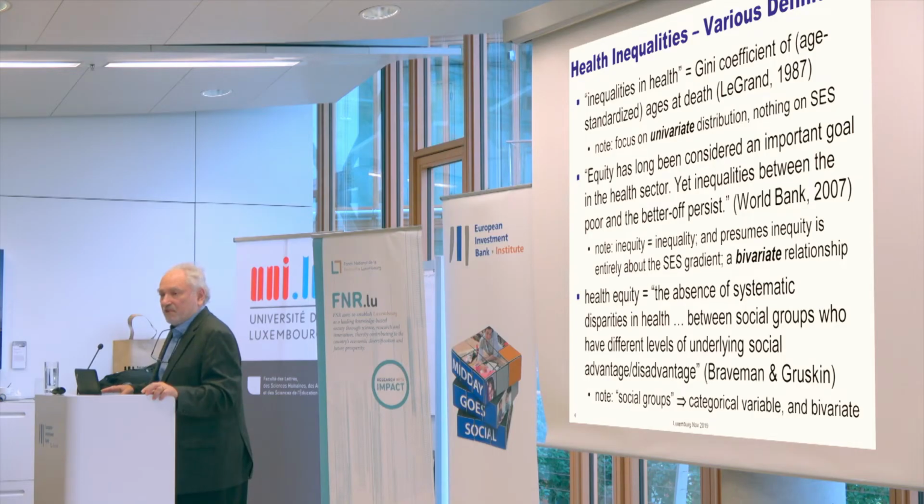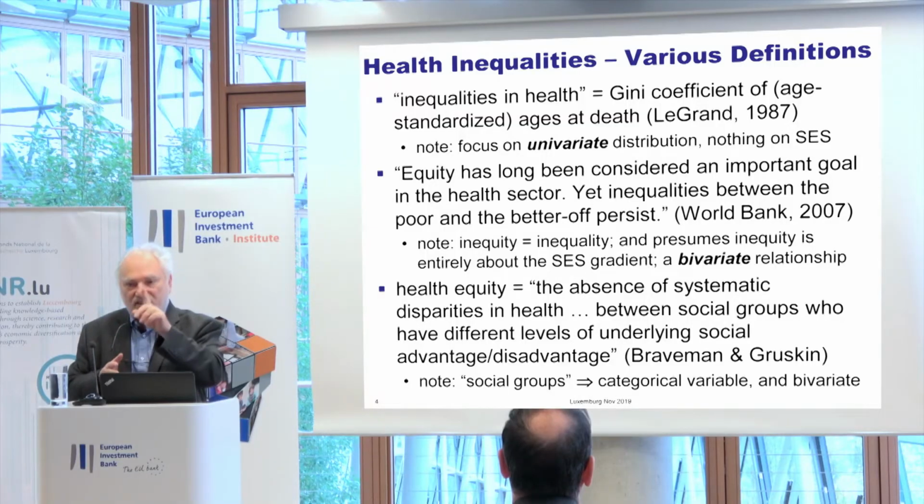But then there's, I have a quote here from the World Bank, where health inequality is associated with some other factor, and most often socioeconomic status. They sort of treat inequality and inequity as the same word. But in essence, what we see there is a bivariate concept of inequality. If you think of a scatter plot of people, on a vertical axis you have some measure of health, on the horizontal axis you have some measure of socioeconomic status. And if there's a correlation, then there's a bivariate relationship.